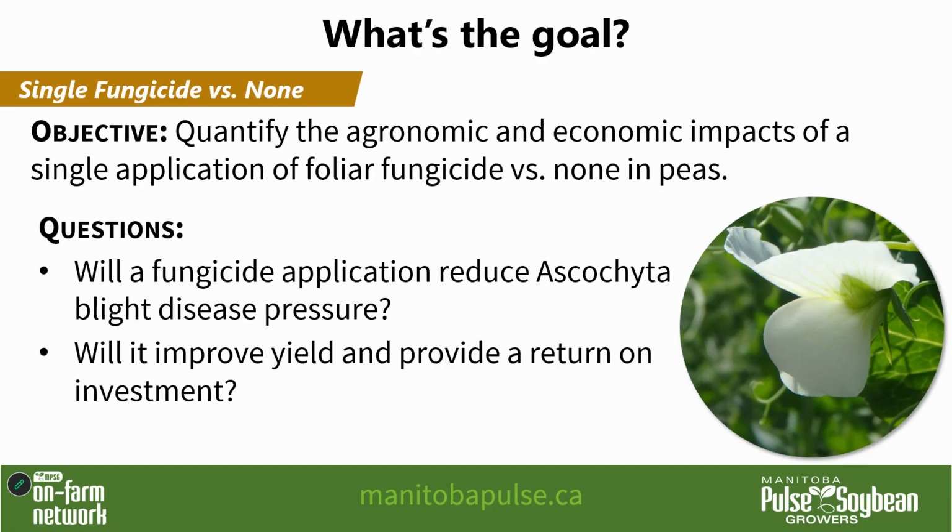And the second pea fungicide trial type is comparing two applications of fungicide versus just one. The questions we're looking to answer are, will an additional application 10 to 14 days later reduce disease pressure, and will that provide a return on investment? In the wetter years, it's been more common to compare single versus double applications, asking the question, do I need that second application to protect and maintain pea yield?